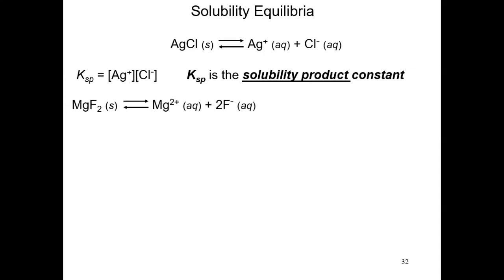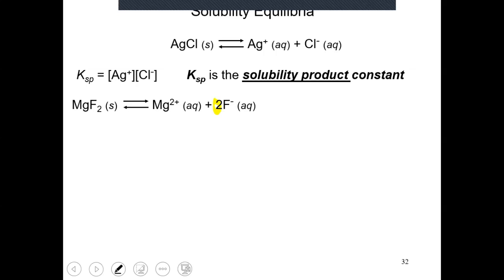So let's say we have this one here, magnesium fluoride. What would be the expression of Ksp for that? Let's give you a few seconds to think about it. Careful with the stoichiometry, right? Because in this case, there are 2 units of the fluoride ion. So that means that the expression is, yes, magnesium times fluoride squared. Don't forget that. Be careful with stoichiometry here.